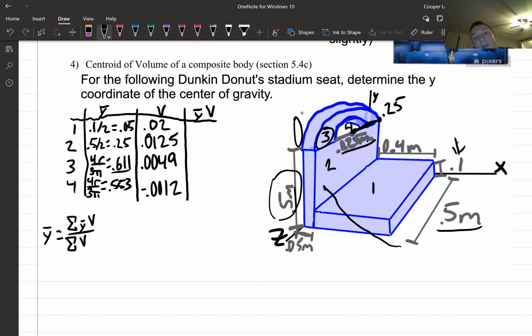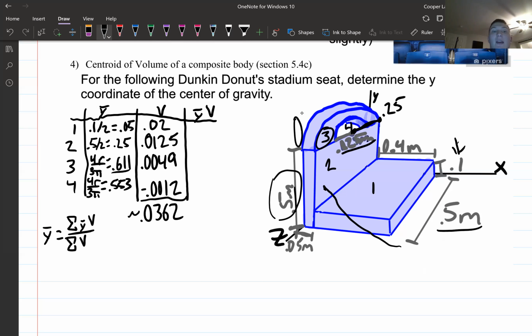Now if I take the total of my volume and add it all up, I do the 0.02 plus 0.0125 plus 0.0049 and so on, and I'm going to get approximately 0.0362.